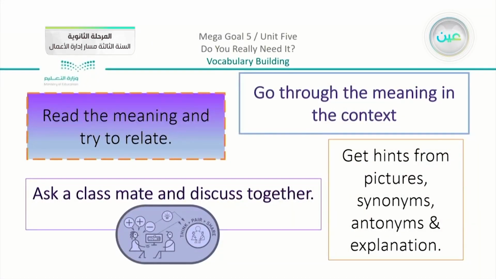Now basically we are going to do the same thing. We are going to read the meaning and try to relate what we know from our previous background. We are going to go through the meaning in the context. We are also going to ask if you need a classmate, and you can discuss together as well. And of course, we're going to get hints from pictures, synonyms, antonyms, and explanation. So we're going to move on with our lesson.